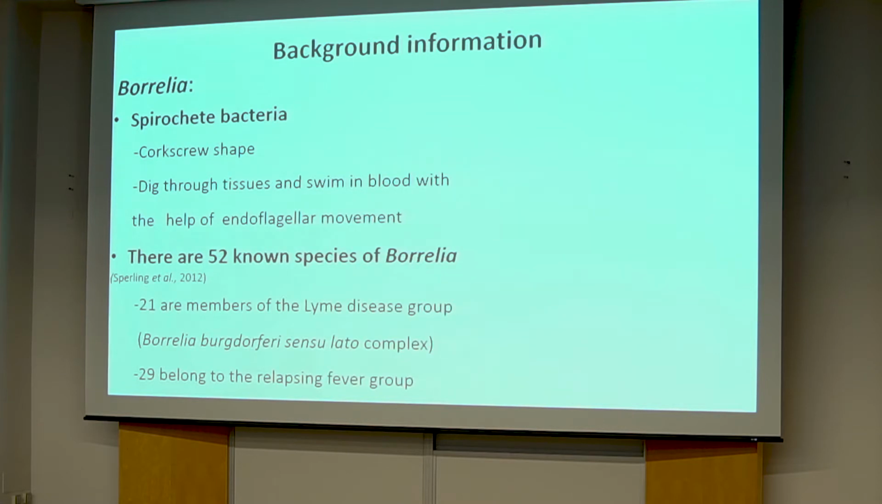As Joey already said a little bit about Borrelia, I'm going to say more about it. Borrelia is a spirochete bacteria, which means it has a corkscrew shape. We can see it, and it has endoflagella, which go throughout the body and help it dig into the tissue and swim in the blood. There are 52 known species of Borrelia. Among them, 21 are members of the Lyme disease group, and 29 belong to the relapsing fever group.